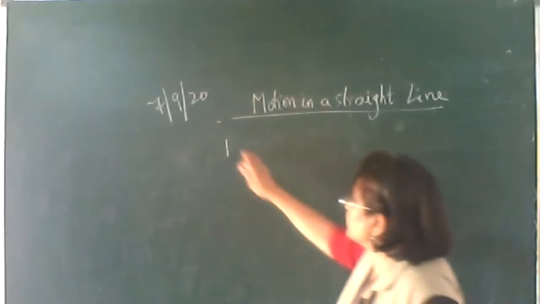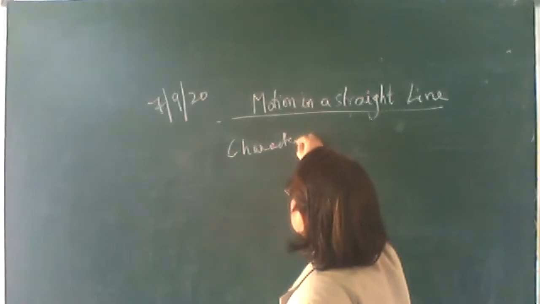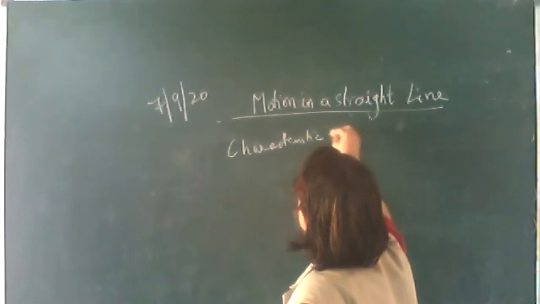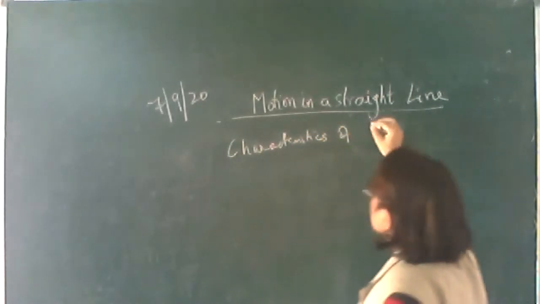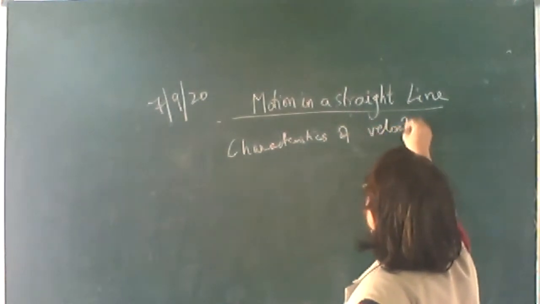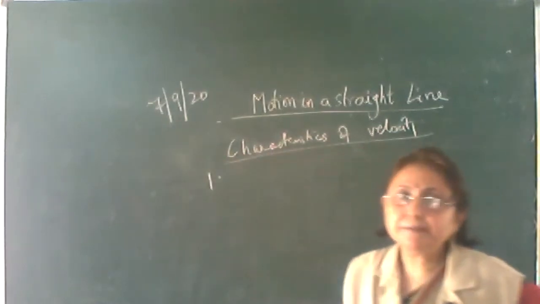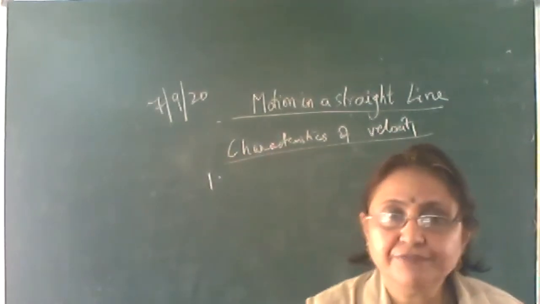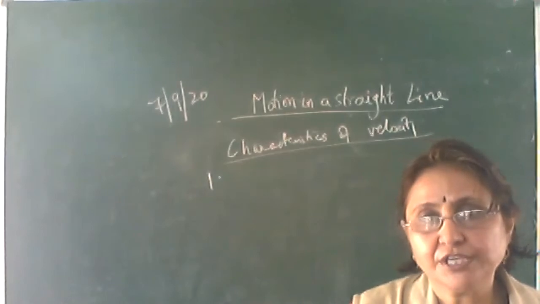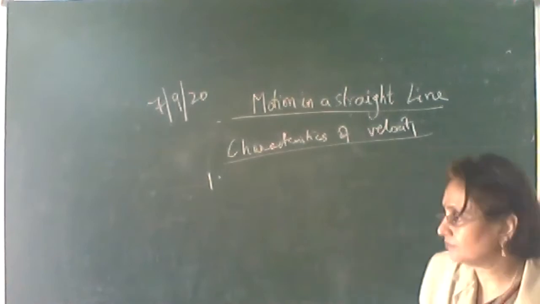Okay, so characteristics of velocity, here we are studying, as we have studied the characteristics of displacement. Along with it, we'll study the differences also between speed and velocity. Write the first one. Velocity is a vector quantity, whereas speed is a scalar quantity. Velocity is vector, whereas speed is scalar.